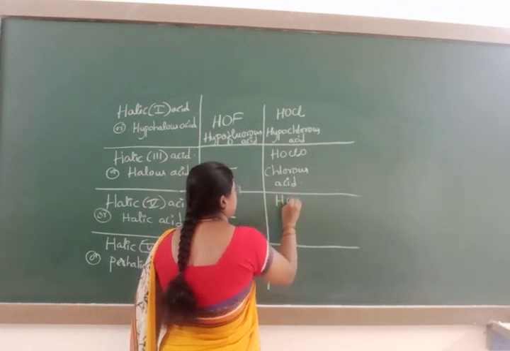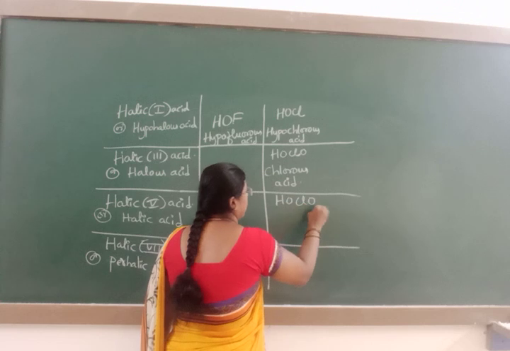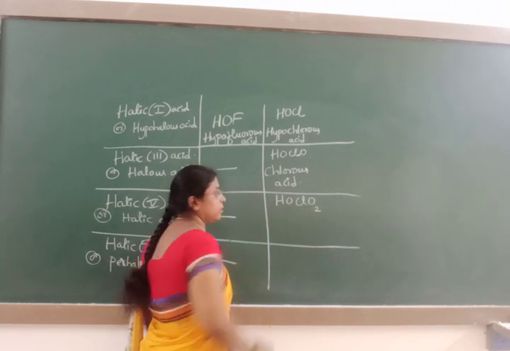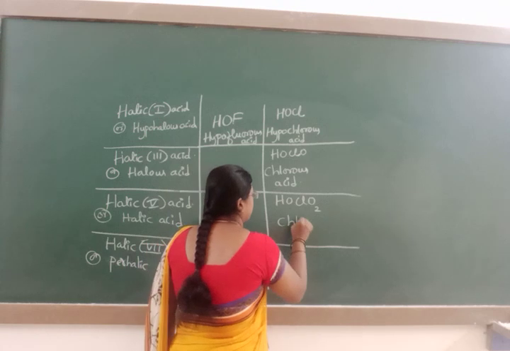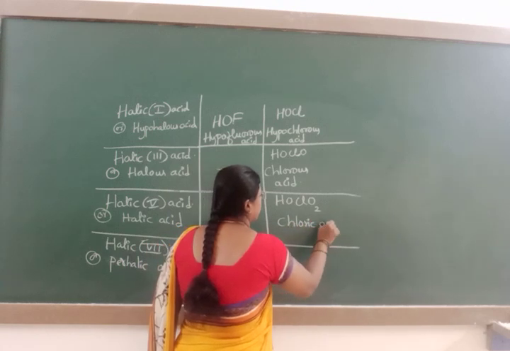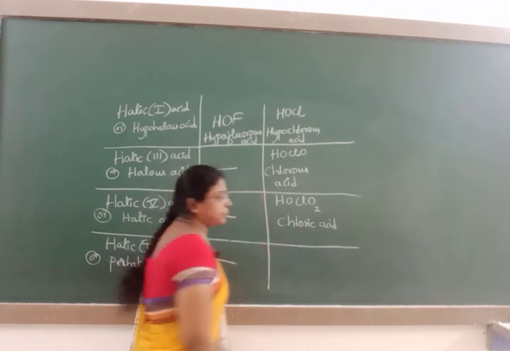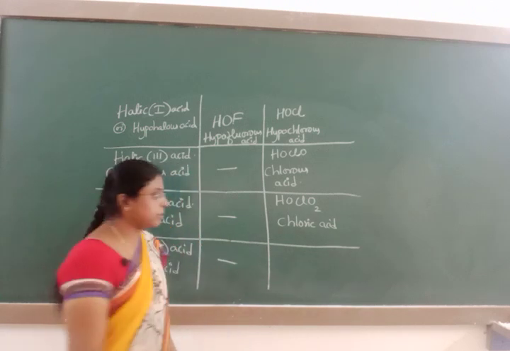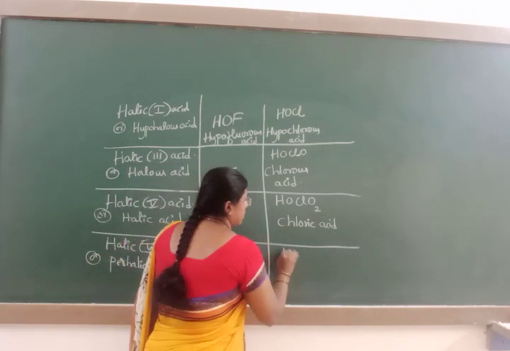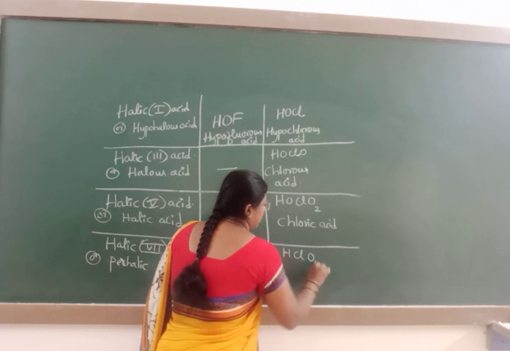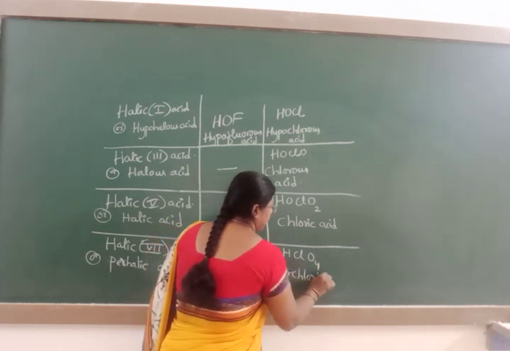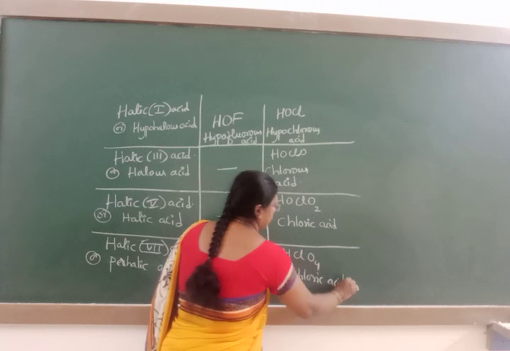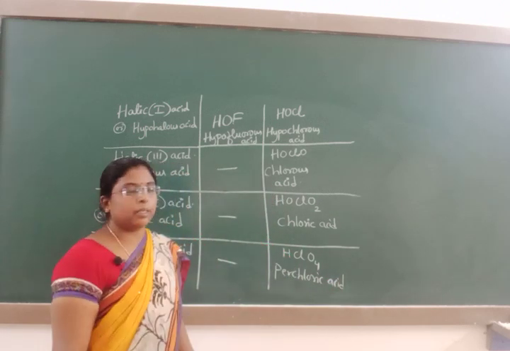If it is HOClO2 or HClO3, it is chloric acid. Here the oxidation state of chlorine will be 5. It will have 5 bonds. HClO4 is nothing but perchloric acid. This is regarding the chlorine.